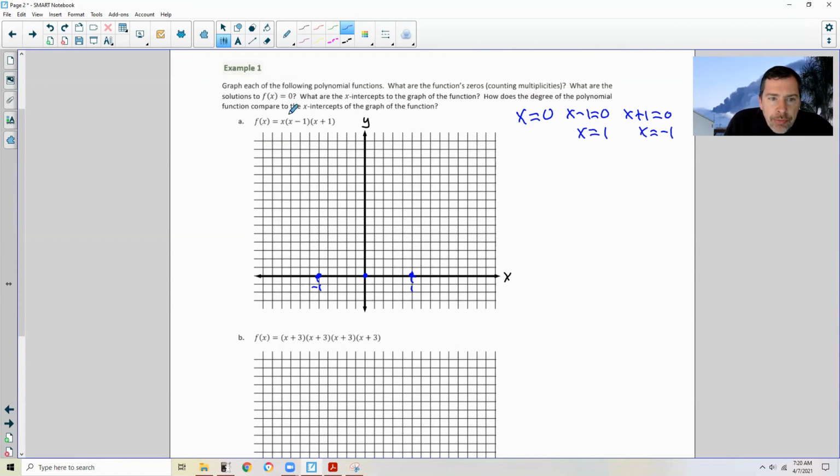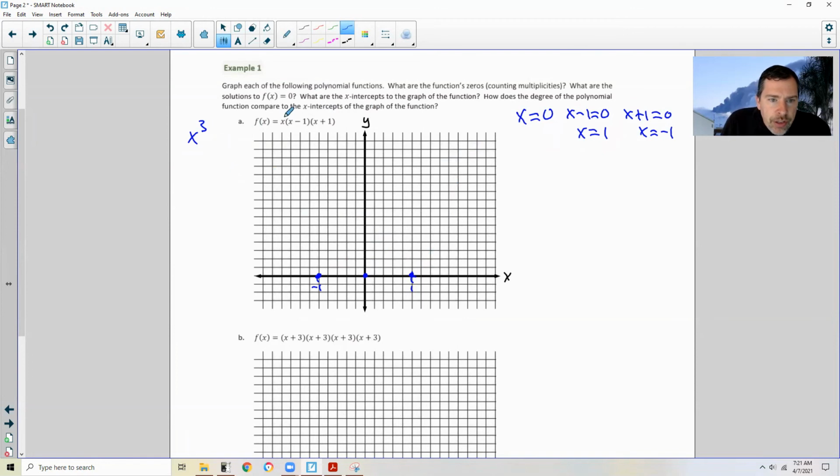Okay, so if I were to multiply these all out, it would be a cubic, it'd be x cubed. So a function that has a degree of 3, and notice we have 3 zeros. So the multiplicities of each one of these factors is 1. Okay, there are no multiplicities greater than 1. So we have 3 solutions, negative 1, 0, and 1.